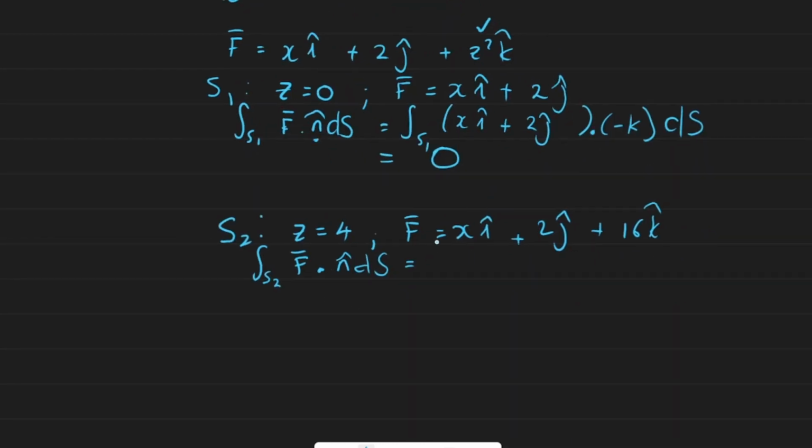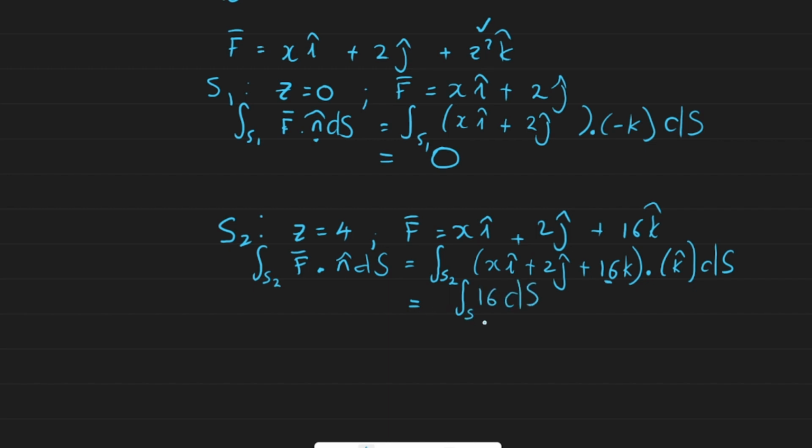So putting all of this information in, we're taking the surface integral along surface 2 of F, which is xi plus 2j plus 16k, dot product with our normal vector, which was k, times dS. And of course, it's a dot product, so only k times k has a value, which is 1. And then we have the 16 there. So this entire integral basically simplifies to just 16 times the integral of dS along surface 2.